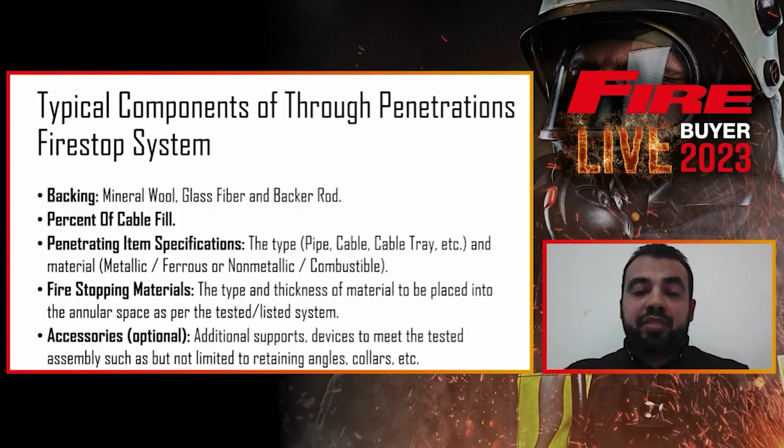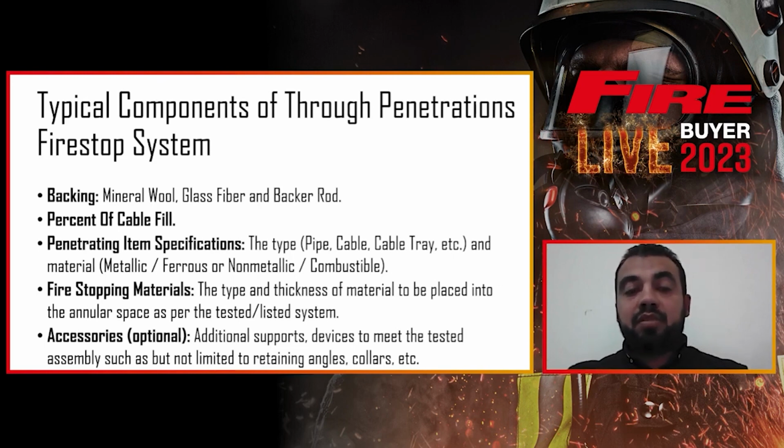The backing material. Sometimes, not all the time, the system needs additional backing material like mineral wool, glass fiber, or backer rod. So if your system specifies a certain material and certain product to be used as a backing material, you need to use the same as mentioned in your tested system.